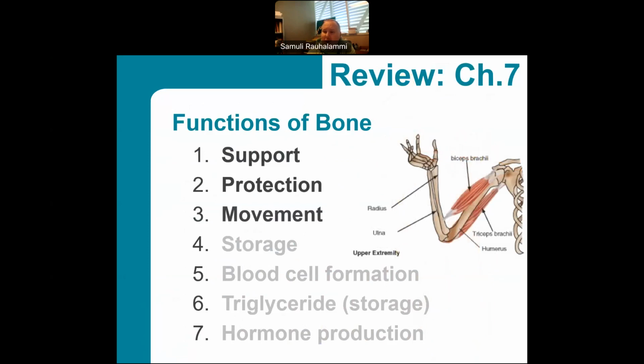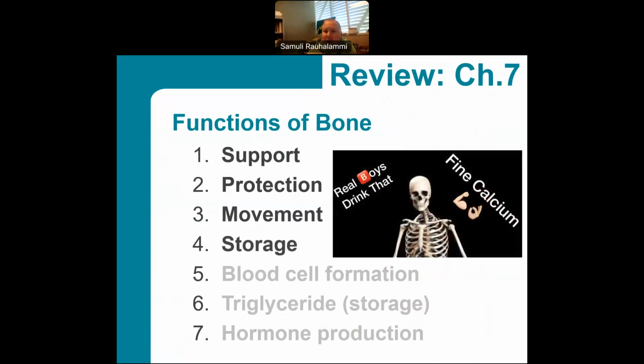We need bones also to generate movements. We'll be moving on soon to talk about muscles and the muscular system, but I wanted to start with the skeletal system because muscles attach to bones. Typically, muscles attach on two different bones and they cross a joint, and by either tensing or relaxing, we're able to then generate these movements. But that's not all that bones do.